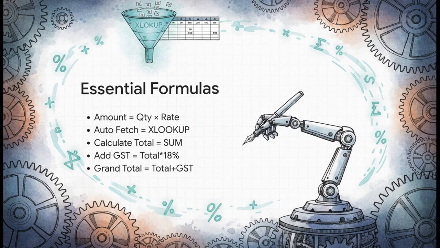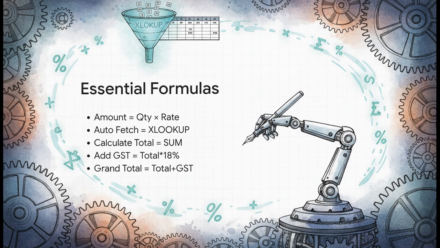And hey, don't let formulas intimidate you. Setting up this automated math is actually remarkably easy and super snappy. To calculate the amount a customer owes for an item, it's just quantity times rate, right? So C2 times D2. To automatically fetch that rate from the item master sheet so you literally never have to type a price from memory again, you use the XLOOKUP function.